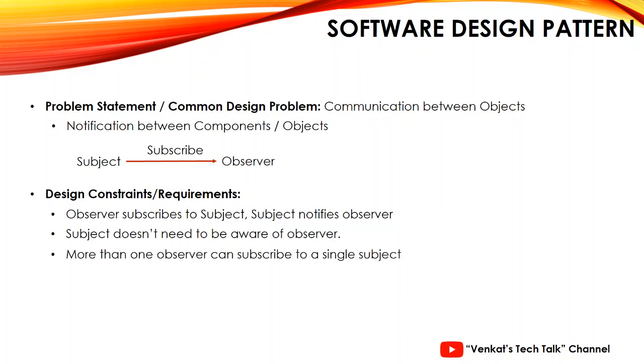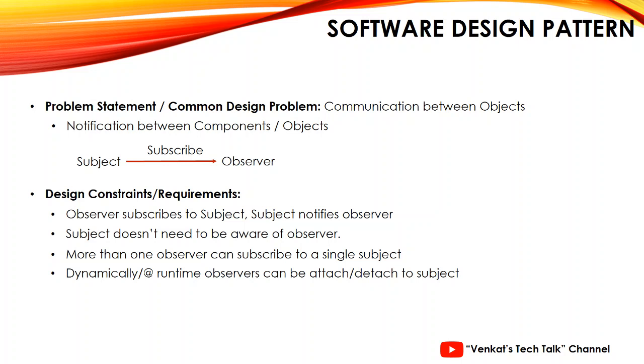And the third thing is, there can be more than one observer interested in a subject. That means more than one observer can subscribe to a single subject. Another point is, observers can dynamically attach or detach to a subject. That means at one point three observers are subscribed to a subject, and at another point only one observer is subscribed to the same subject. So these are all the common design constraints or requirements when it comes to designing component-to-component communication.